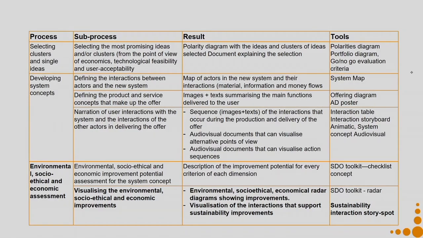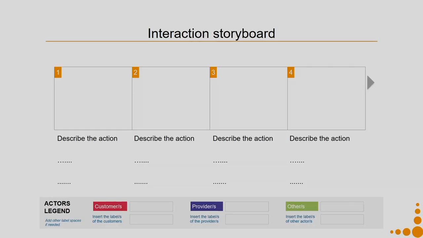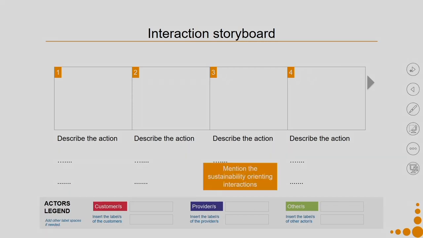Why do we prepare this particular diagram? Because we would like to further enhance those interactions, and we should know that those are the most important interactions and they should not be lost. So you take the same interaction storyboard and highlight all those interactions which are key interactions for bringing in the sustainability on the three dimensions. And again you describe the action and follow the same process. So you mention the sustainability orienting interactions.